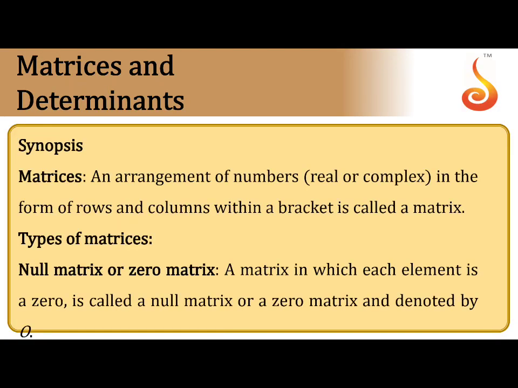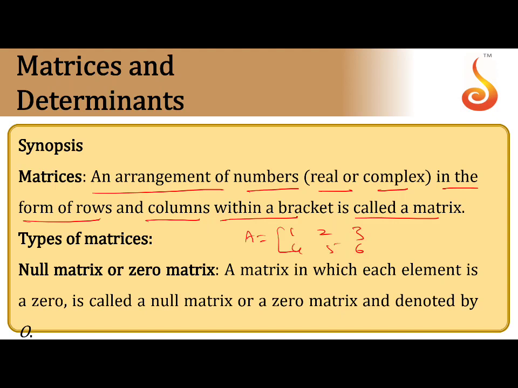So what is the definition of a matrix? An arrangement of numbers, real or complex, in the form of rows and columns within a bracket is called a matrix. Let us consider an example. I took 1, 2, 3, 4, 5, 6. Here I arranged the numbers in such an order: 1, 2, 3 and 4, 5, 6. This is called a row. This is row 1. This is row 2. Similarly, column 1, column 2, column 3.